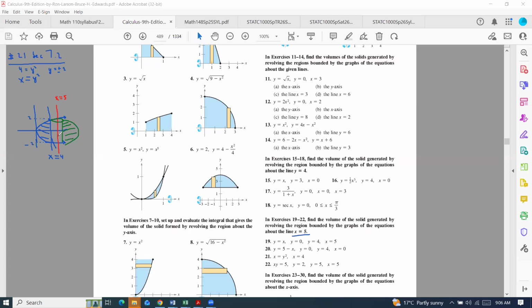Now, we're using our disk, or since it's not just a disk, if you decide to see the slice when you drill through, it's going to be a disk with a hole, or they say it's a washer.